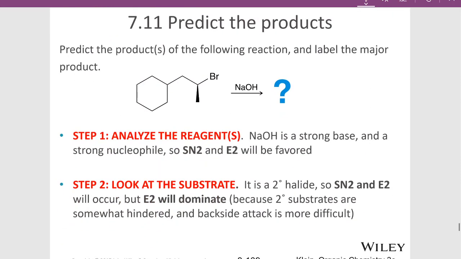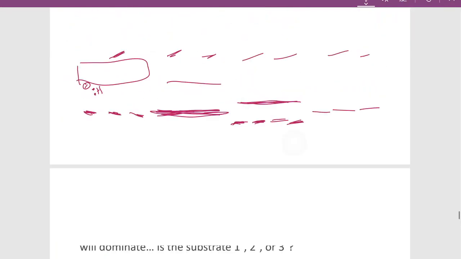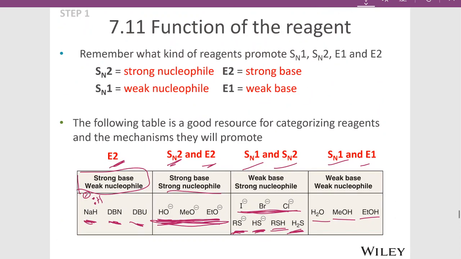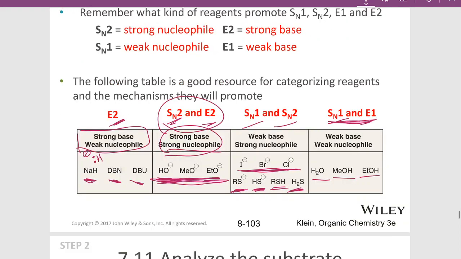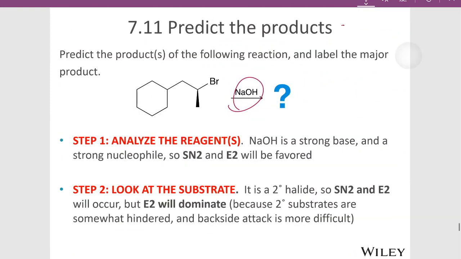So let's see if we can predict the product of the following reaction and label all major and minor products. Okay, so sodium hydroxide, let's see what that is. In fact, we could go back up to our chart so we can see how to do that. Hydroxide is a strong nucleophile and a strong base. So we're not going to get our unimolecular reactions here because they're too slow, but we can get SN2 and E2. Okay, so we have SN2 and E2 to worry about.